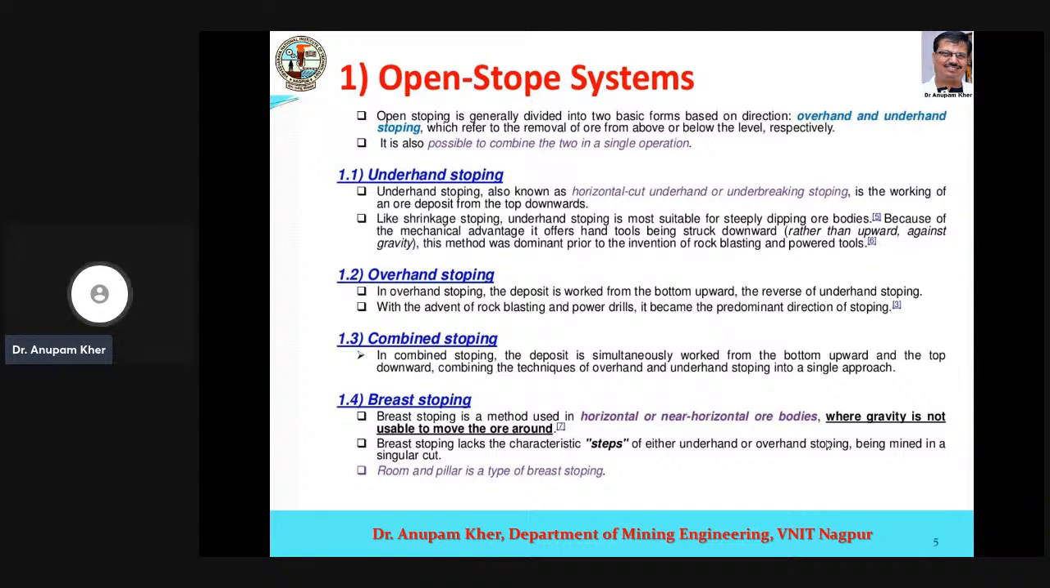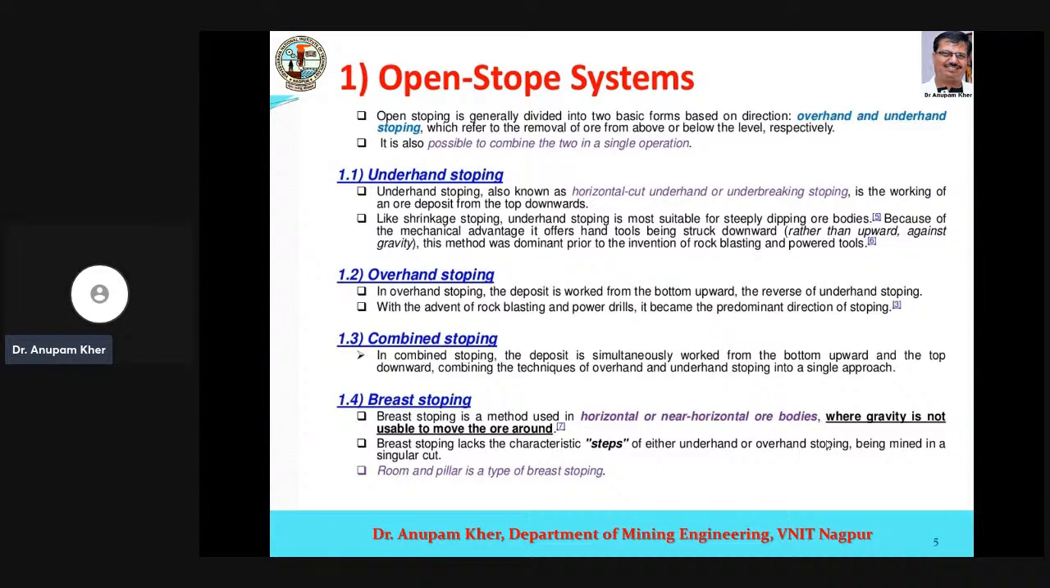there are many people who have worked on what classifications should be there for the stoping system. But most of the authors and scientists came to the conclusion that the classification of the stoping system can be taken up on one very important aspect: whether the stopes are supported or unsupported, that is, does it require some artificial support, or can it be worked without any artificial support. Based on that, the classification was done, and the open stope system is considered here.